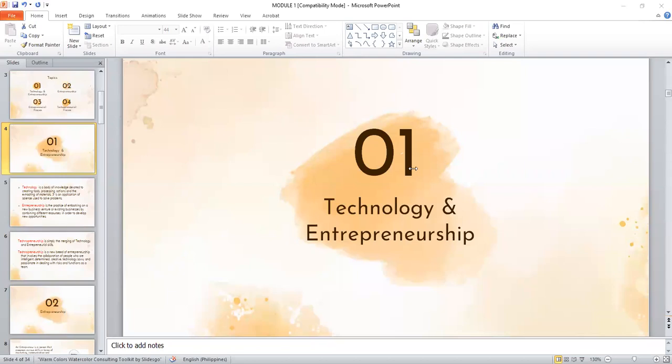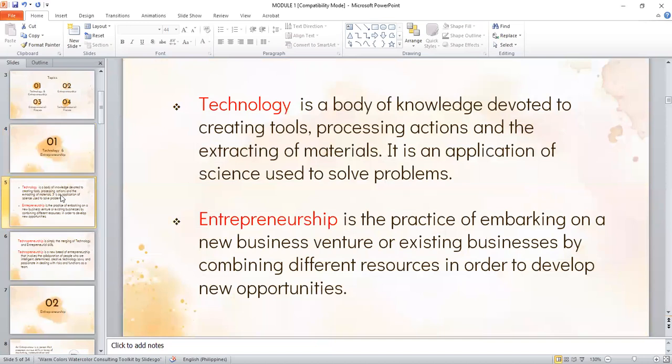Now let's look into the definitions from references or materials related to technology and technopreneurship. How do they define technology? Technology is a body of knowledge devoted to creating tools, processing actions, and the extracting of materials. So it is an application of science, using science to solve problems.